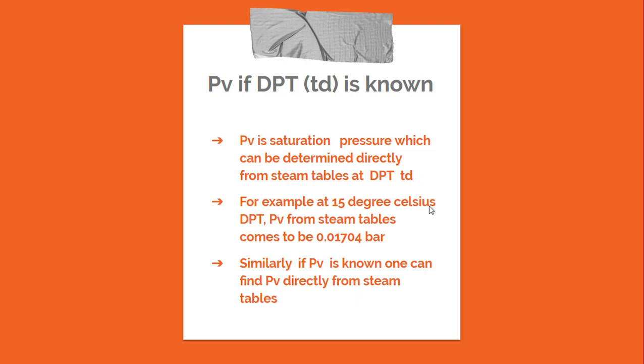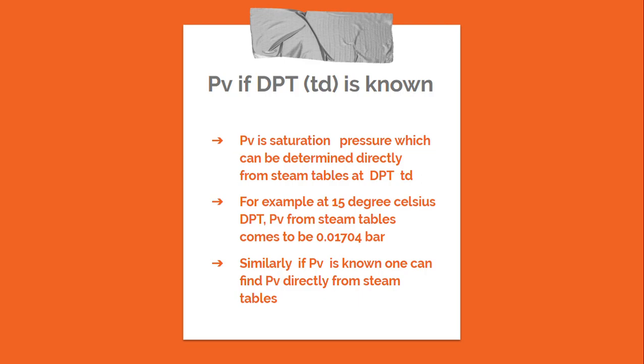You can see, pause this video, open your steam tables and look for the column of pressure. You'll find that in this column of pressure corresponding to 15 degrees centigrade, this value would be there, 0.1704 bar. So what is this value? This is the PV value. Mechanically, you know the dew point temperature, open the steam table, get the value PV from the steam table directly.